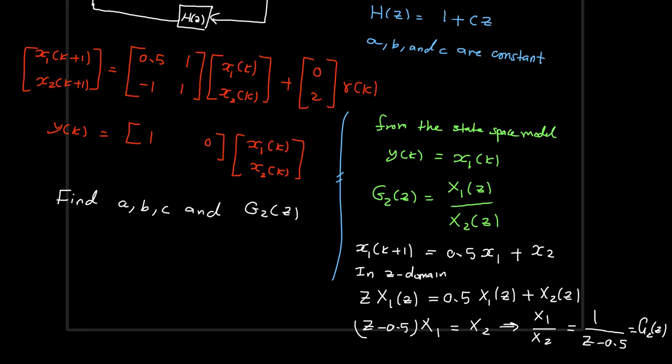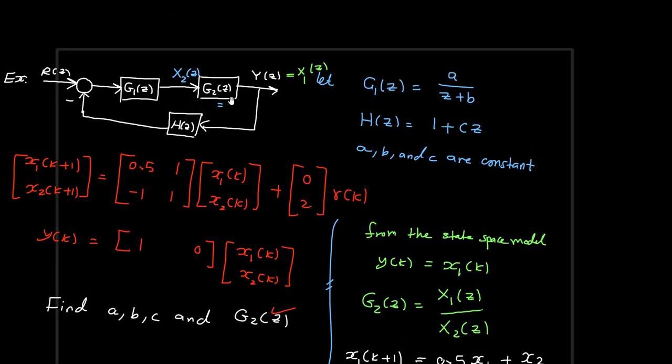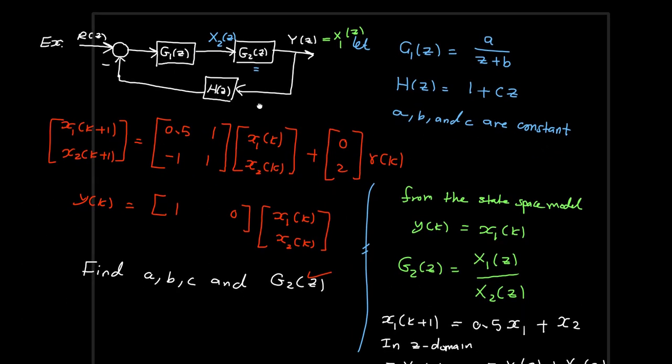So now we found the G2 of Z from our understanding of the state space representation and the relation between the input and the output in the pulse transfer function.